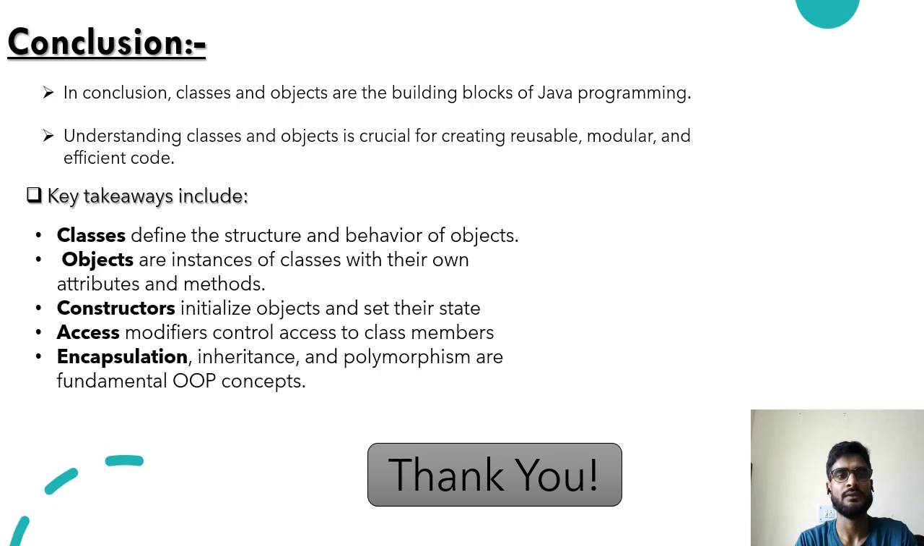Now coming to the conclusion part of objects and classes in Java. Classes and objects are the building blocks of Java programming. Understanding classes and objects is crucial for creating reusable, modular, and efficient code. Key takeaways include: classes define the structure and behavior of objects, and objects are instances of classes with their own attributes and methods.